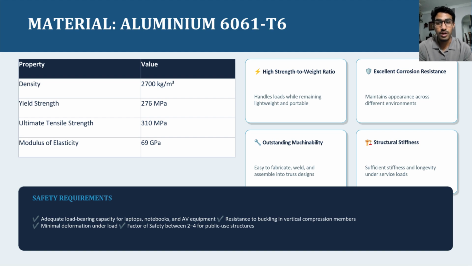The material we use is aluminium 6061 T6. Why did we choose aluminium 6061 T6? Because it has a yield strength of 276 megapascal, and it is lightweight and strong. It is also corrosion resistant and suitable for structural applications.